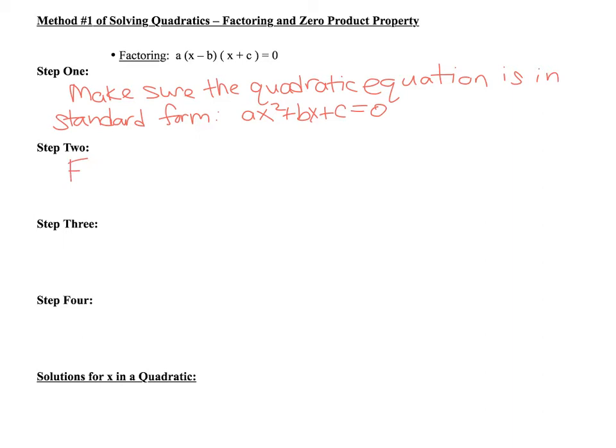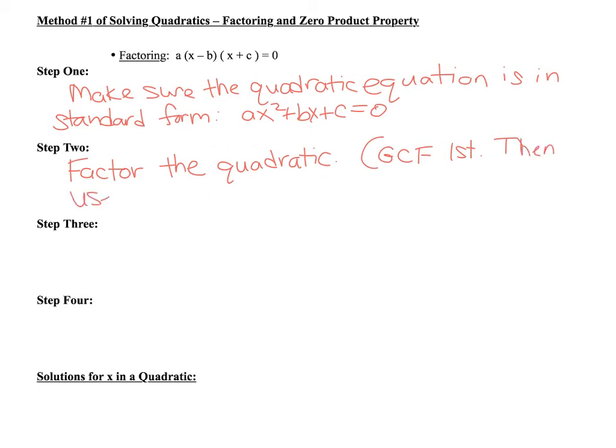Step 2 is to factor the quadratic. So remember GCF first. Then use diamond in a box. Step 3 is to set each factor individually equal to 0.